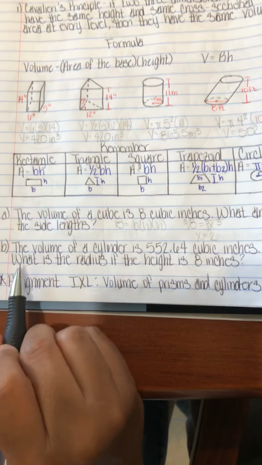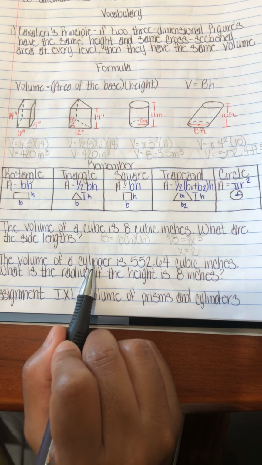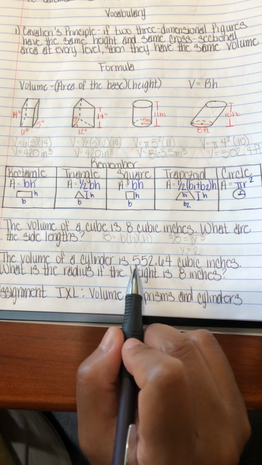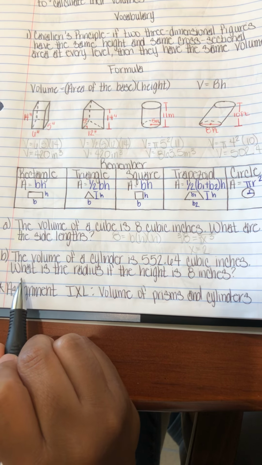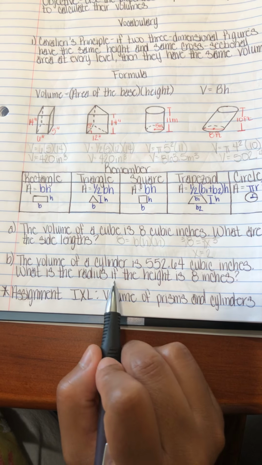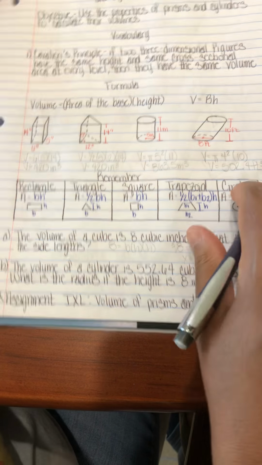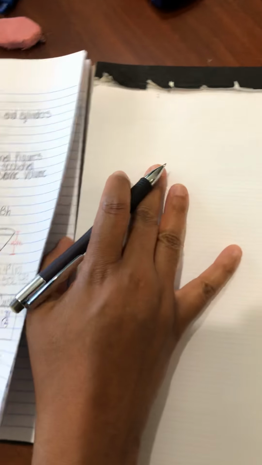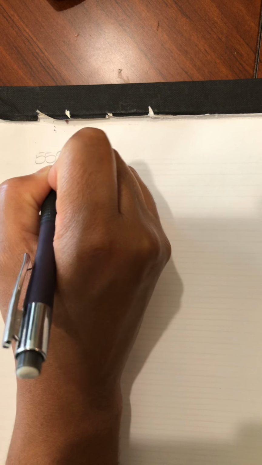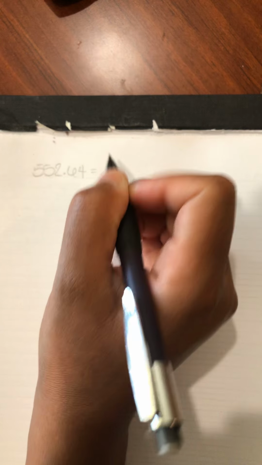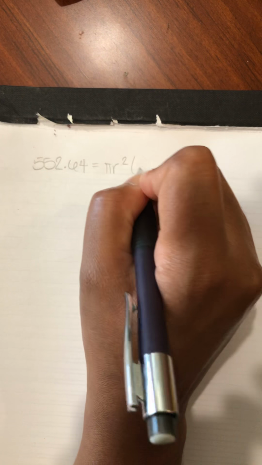All right, for the next one, it says the volume of a cylinder. Remember, a cylinder means that my base has to be a circle. The volume is 552.64 cubic inches. What is the radius if the height is 8 inches? So I'm going to come over here and I'm going to write my equation. I know it's going to be 552.64 is equal to pi r squared times 8.